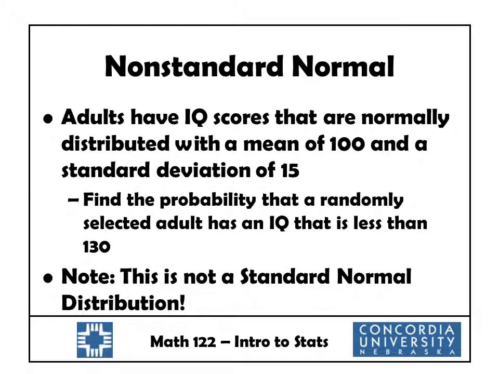The next type of continuous distribution we looked at was the non-standard normal distribution. Non-standard means that we have a mean different than 0 or a standard deviation different than 1. But normal means that we're dealing with a bell curve. So the example we looked at in class dealt with these IQ scores that are normally distributed with a mean of 100 and standard deviation of 15. So notice that this has a non-standard normal distribution. So we want to find the probability that a randomly selected adult has an IQ that's less than 130.